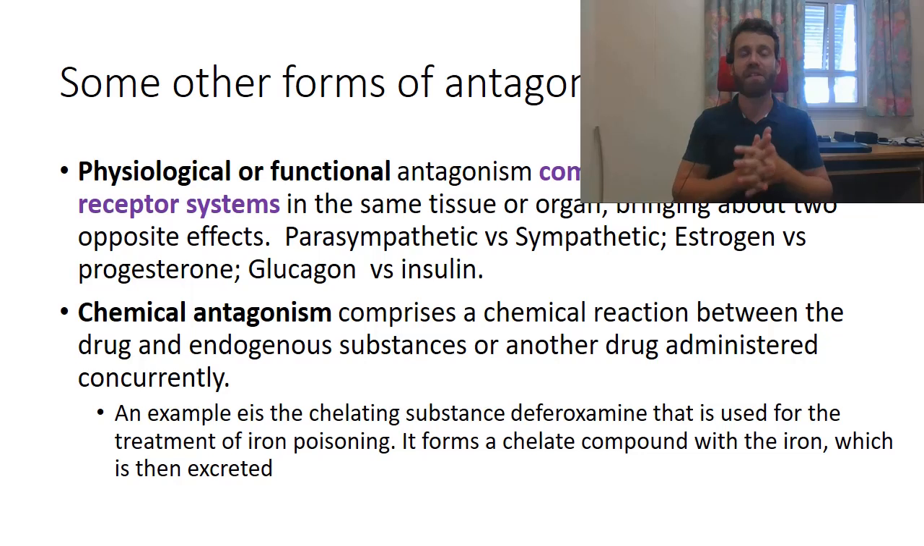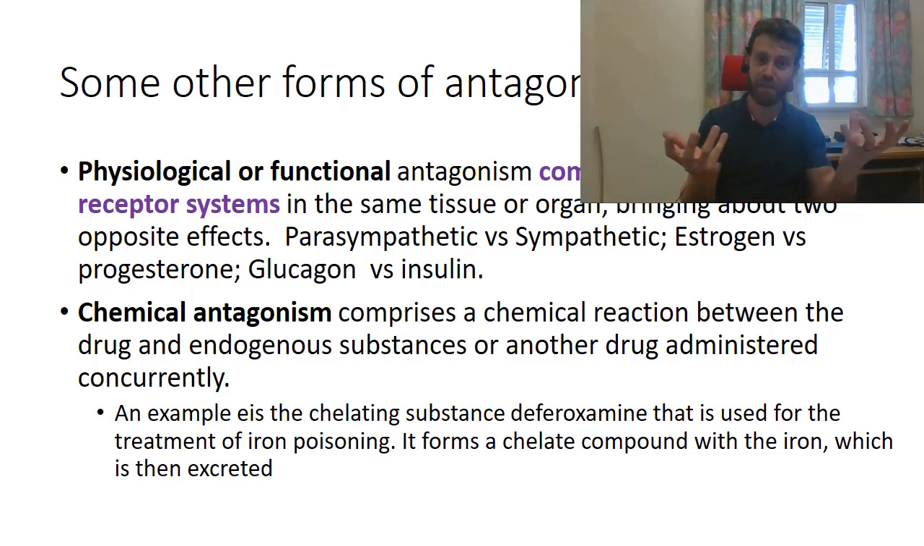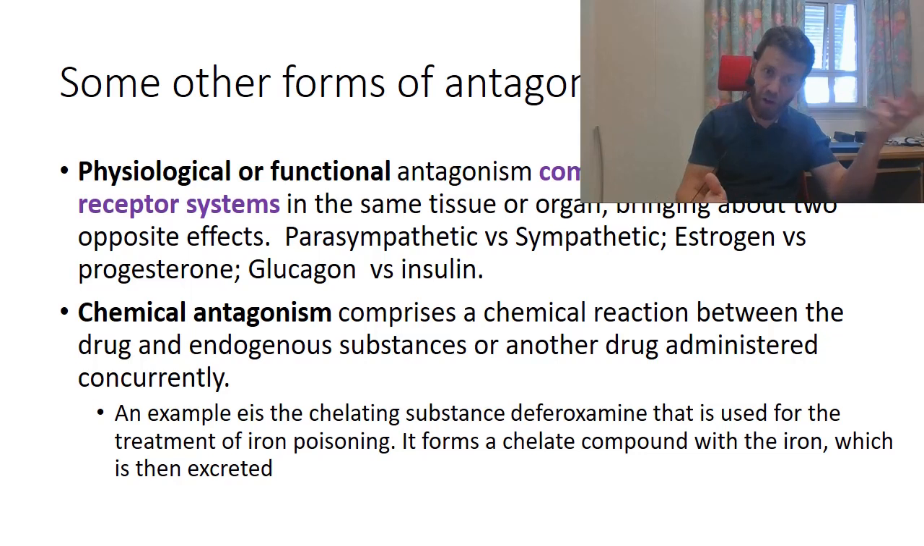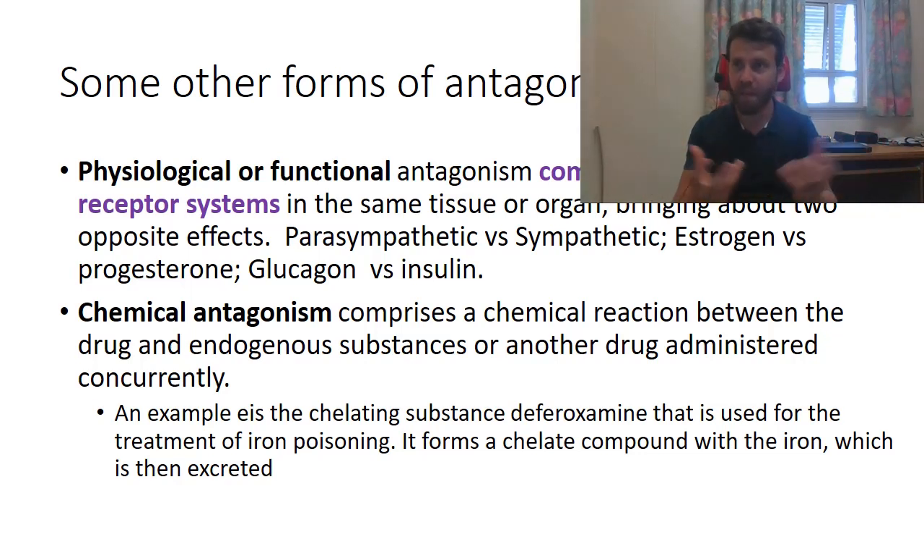Another example of this is estrogen and progesterone, which are also in a certain sense physiological antagonists of one another. I think the best example I had here is glucagon and insulin. Glucagon makes more glucose, insulin takes the glucose and puts it into cells. This one releases sugar, glucose. This one hides or stores the glucose. They're doing exactly the opposite thing, working on completely different receptors to do exactly opposite things of one another.